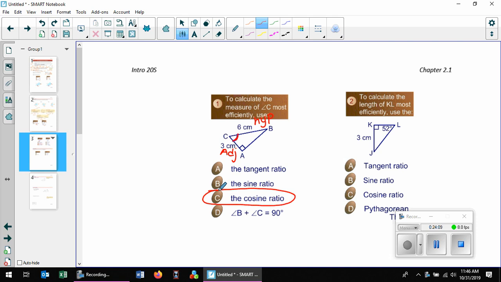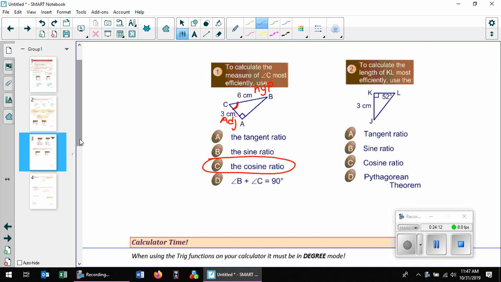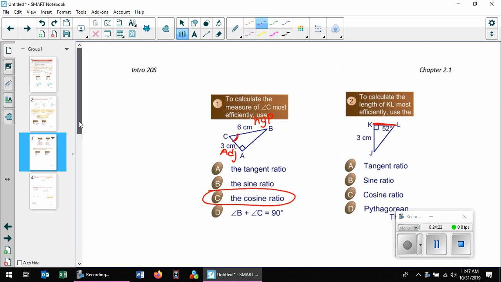For the next one, we're calculating the length of KL. Why do I use cos? What two sides did I have? I was trying to find angle C. I have my hypotenuse and my adjacent side. So what trig formula has adjacent and hypotenuse in it? Because I don't have a length for opposite. This would be my opposite, but I don't have any numbers to work with.